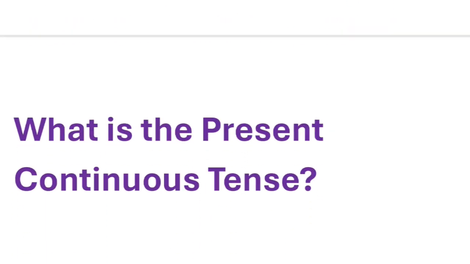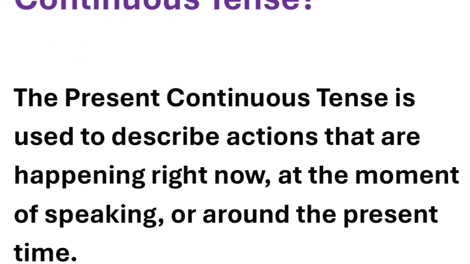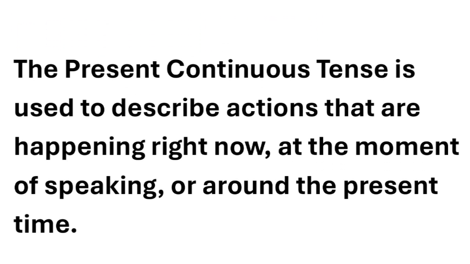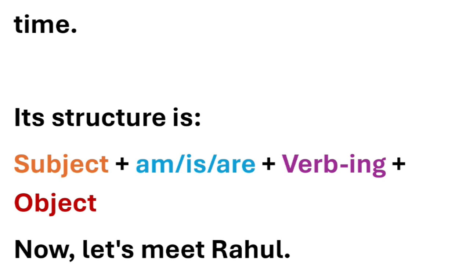So firstly, we are going to talk about present continuous tense. What is it? What is the present continuous tense? Well, the present continuous tense is used to describe actions that are happening right now, at the moment of speaking, or around the present time. So this tense talks about any event that is happening right now, at the very moment, at the time of speaking. What is happening? We talk this in the present continuous tense.